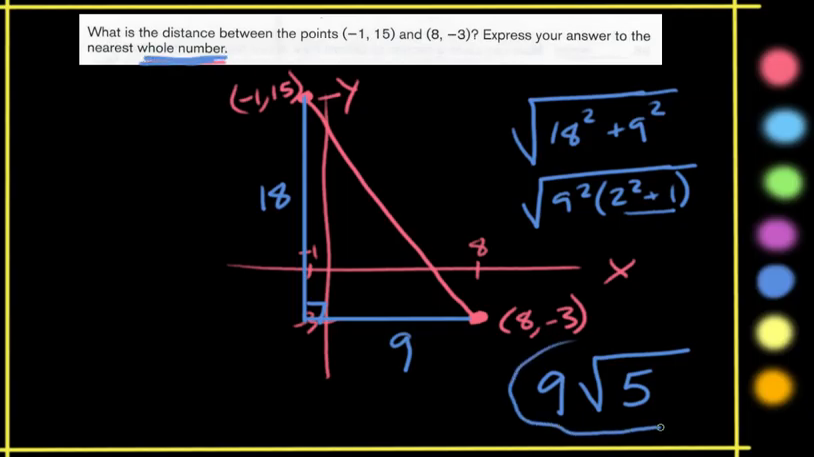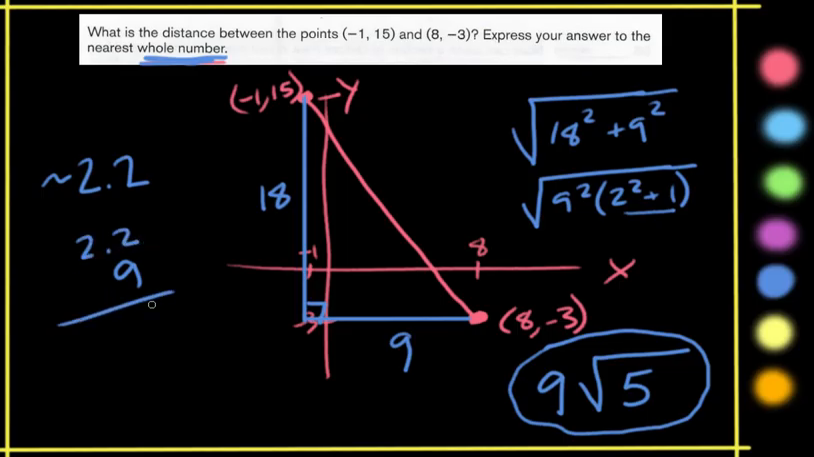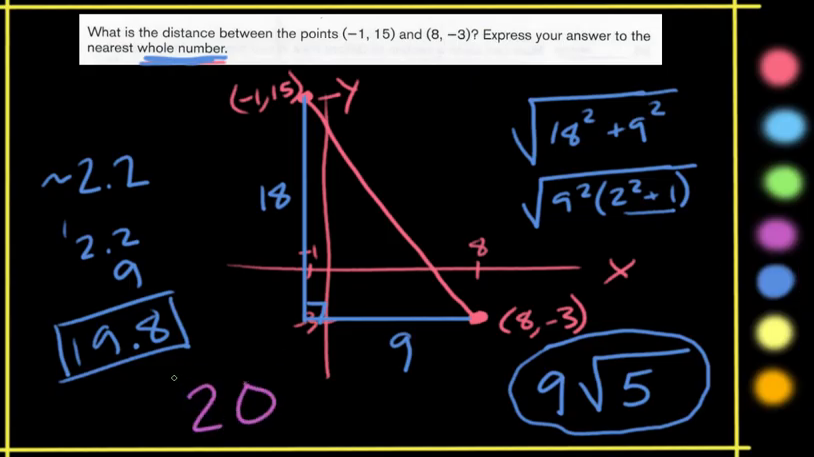without a calculator because it's hard to know the square root of 5. So really, to do this problem, you kind of have to know that the square root of 5 is about 2.2. Or you could break out your calculator and just figure this out and round it to the nearest whole number. But if you have 9 and you multiply it by 2.2, you're going to get 19.8. And 19.8, if you round it to the nearest whole number, is going to be 20.